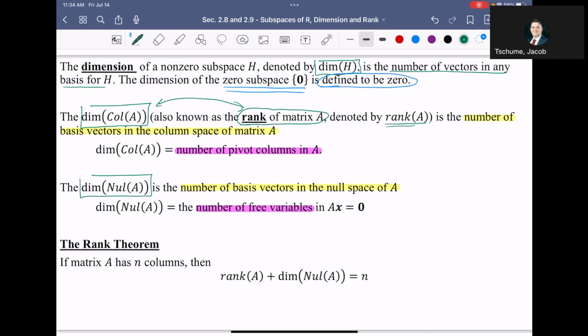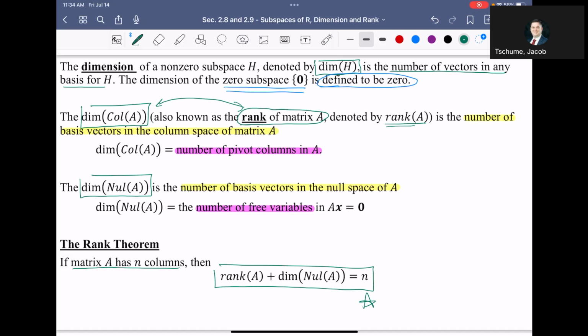So once you find both of those, another thing that you can do to double check your work, there's a nice little theorem called the rank theorem. And we're going to use this a good bit in the next few videos. The rank theorem: to use this theorem, we are going to let matrix A have n columns. What should always happen is after you find the rank of A and you find the dimension of the null space, when you add those 2 dimensions together, it should always equal the number of columns in the original matrix.